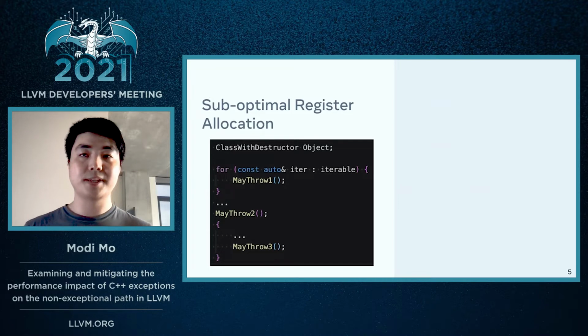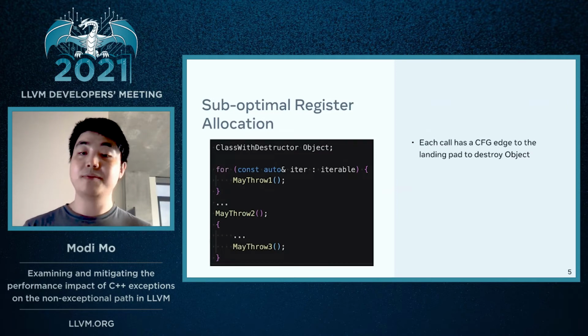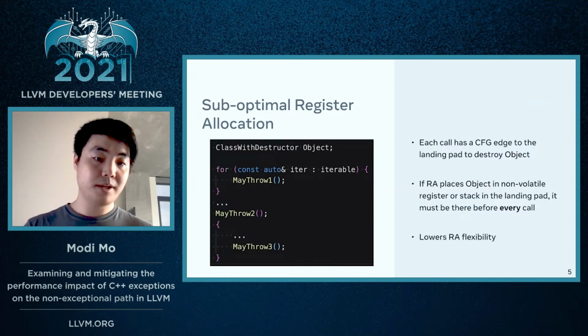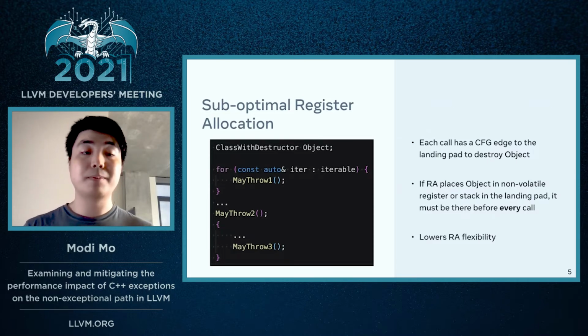The last thing I'm going to talk about is how landing pads affect register allocation. In the code snippet below, we have an object that needs to be destroyed if any single one of the calls below throws. Each call has a CFG edge to the landing pad, therefore, to destroy object. What that means is that if object is placed in a non-volatile register or on the stack in the landing pad, it must be there before every call. This lowers register allocation flexibility because, for instance, in the loop, may throw 1 might prefer object in a non-volatile register, but may throw 2 may prefer it be on a stack. Instead, because of this additional landing pad and this additional CFG edge, it has to be in a consistent place in all 3 sites.